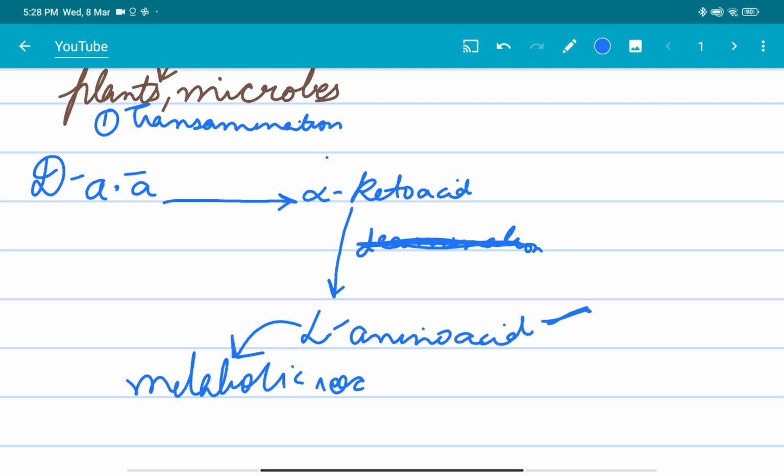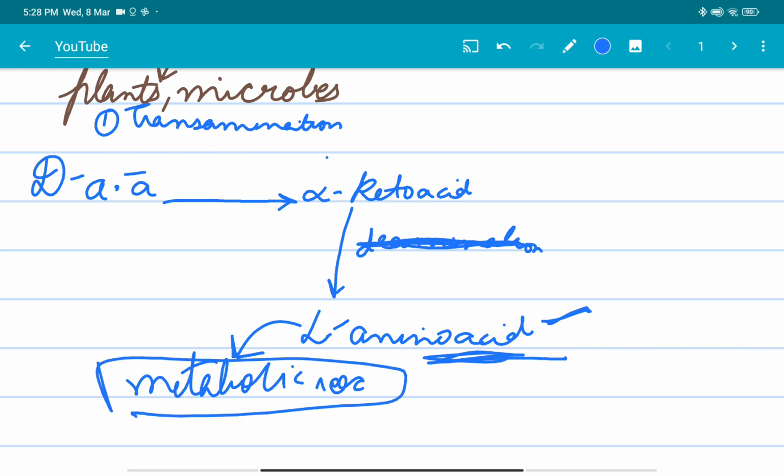I repeat, the D-amino acid will get converted into the alpha keto acid. Then the alpha keto acid will undergo the process of transamination in order to form the L-amino acid. The L-amino acid will then take part in the metabolic reactions. The keto acid which is formed is mainly used for energy purposes or as a precursor of glucose or fat synthesis.